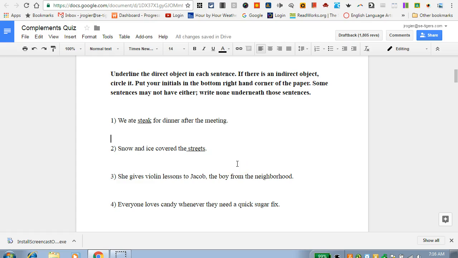She gives violin lessons to Jacob, the boy from the neighborhood. You want to concentrate on this first part, the independent clause. That's what you always concentrate on. She gives violin lessons to Jacob. So, she gives. What does she give? She gives lessons. And so lessons should be underlined. A lot of people try to make Jacob the indirect object. What's the problem? Jacob is after lessons, which is the direct object. So he cannot be the indirect object. He's the object of the preposition there.